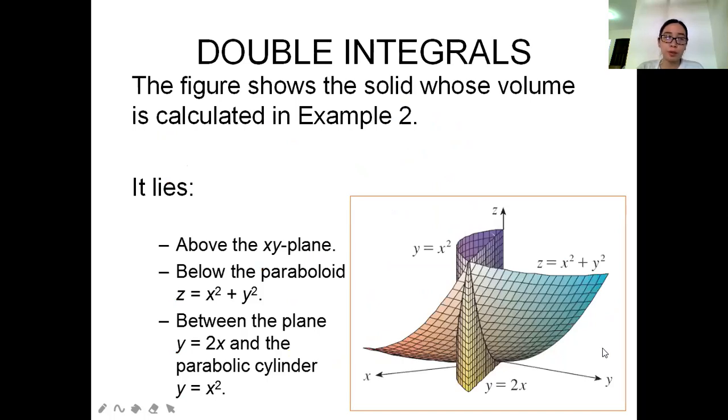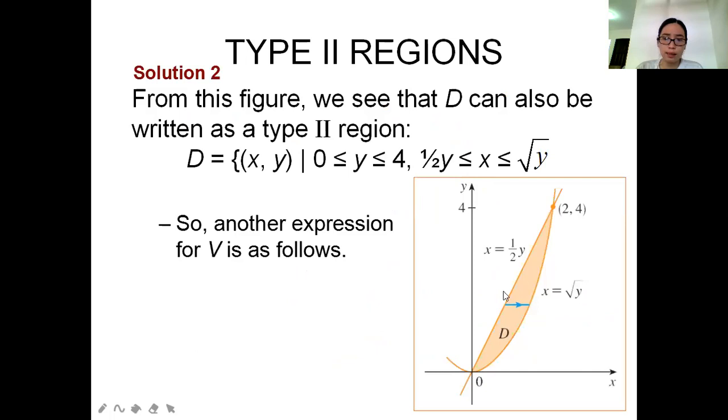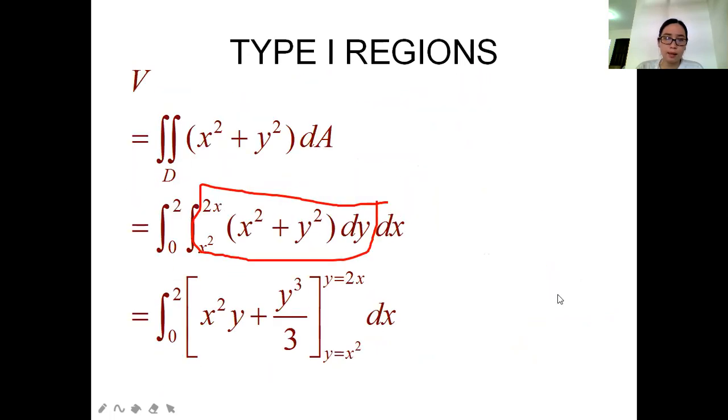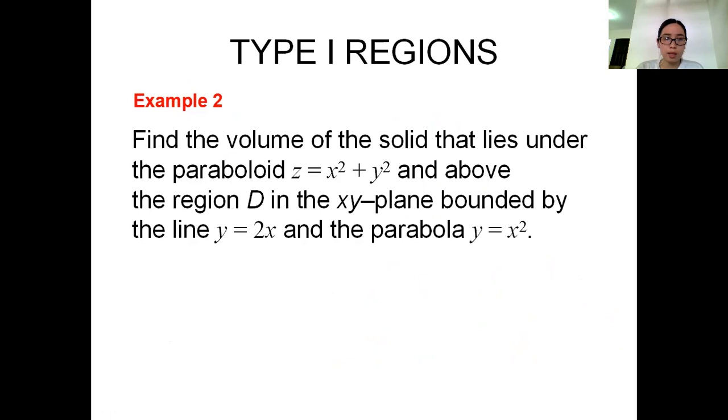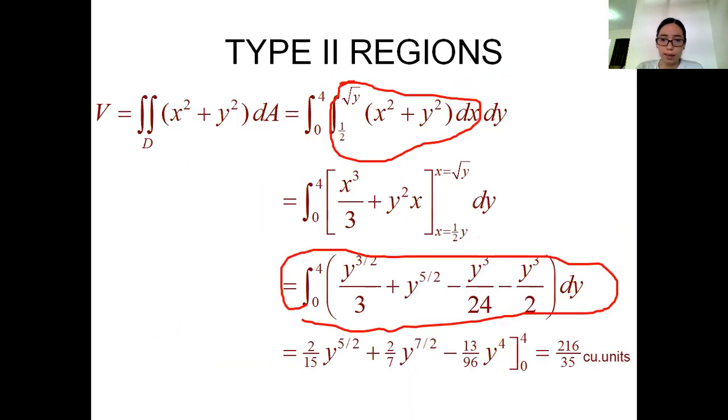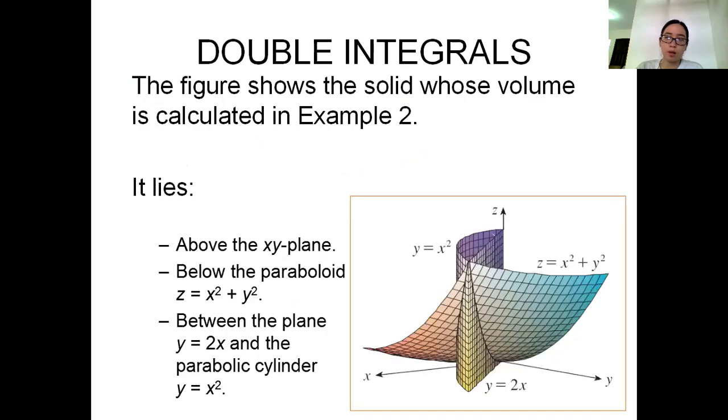So let us proceed with double integrals. The figure shows the solid whose volume was calculated in example number 2. This is what we solved earlier: the paraboloid z is equal to x squared plus y squared, above the region in the xy plane bounded by y is equal to 2x and y is equal to x squared.